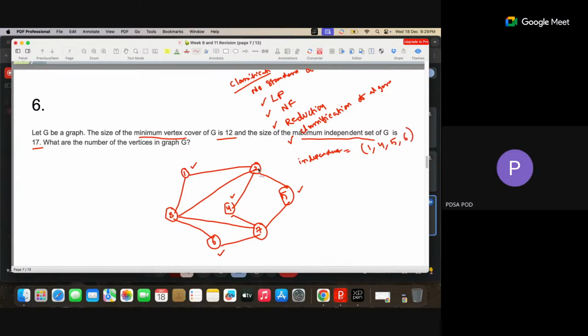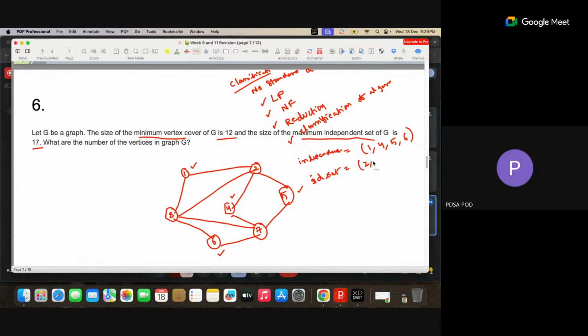Does 1 know about 4? Is 1 connected to 4? No. Is 4 connected to 5? No. Is 5 connected to 6? No. So it is one independent set. Is it right? Yes. There is another independent set also you might have. This is another independent set.